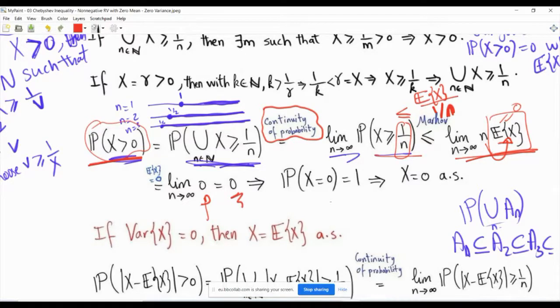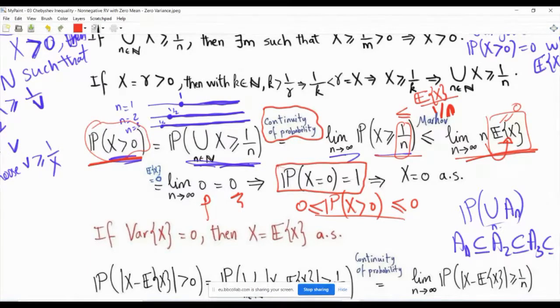Now, what we proved is that the probability that x is greater than 0 is less than or equal to 0, but we know that probabilities are always greater than or equal to 0, so the probability that x is greater than 0 is 0. But we know that x is greater than or equal to 0, so it must be the case that the probability that x is exactly equal to 0 is 1. And this is what we mean when we say that x is equal to 0 almost surely. We mean that the probability that x is equal to 0 is equal to 1.